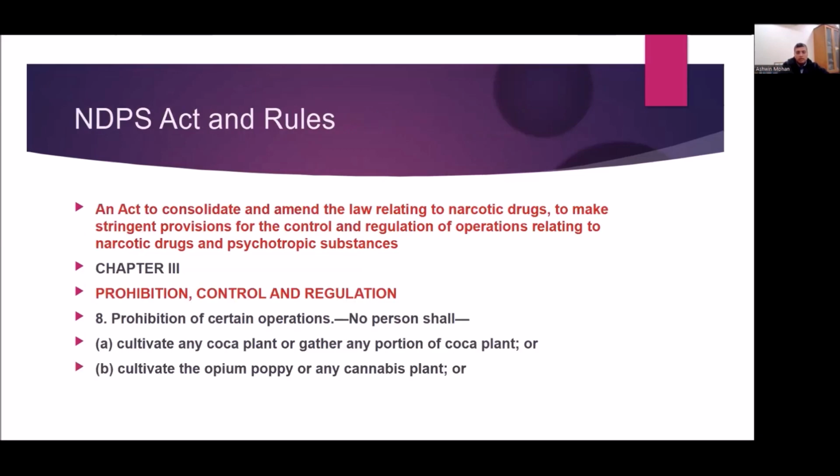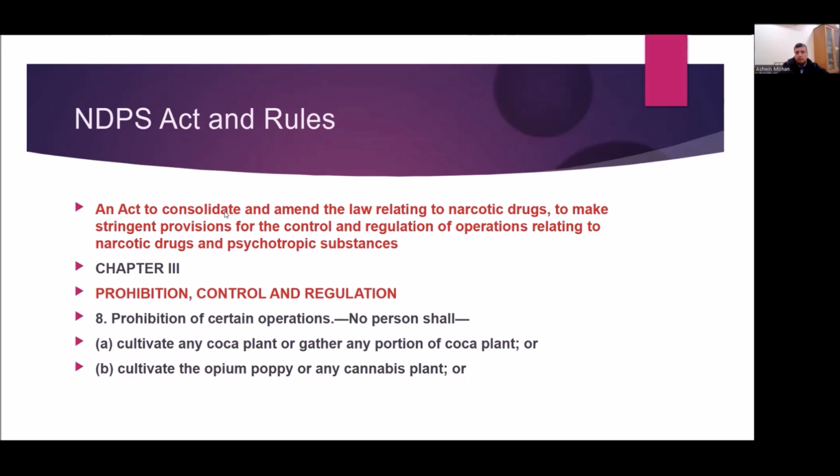So I will jump straight to the NDPS Act and rules. Many of our friends in the audience and juniors may know a little bit about the NDPS Act, but I will go into some details, though not in full detail. And I will try to explain. Please do not read all the provisions; they are not very important. But I will try to emphasize the salient points. So the NDPS Act is an act to consolidate and amend the law relating to narcotic drugs and to make stringent provisions for the control and regulation of operations relating to narcotic drugs and psychotropic substances.